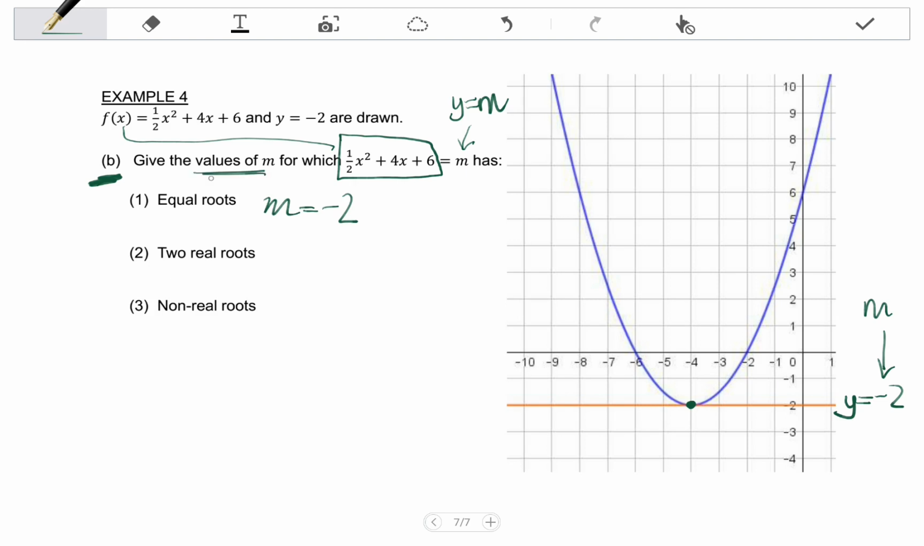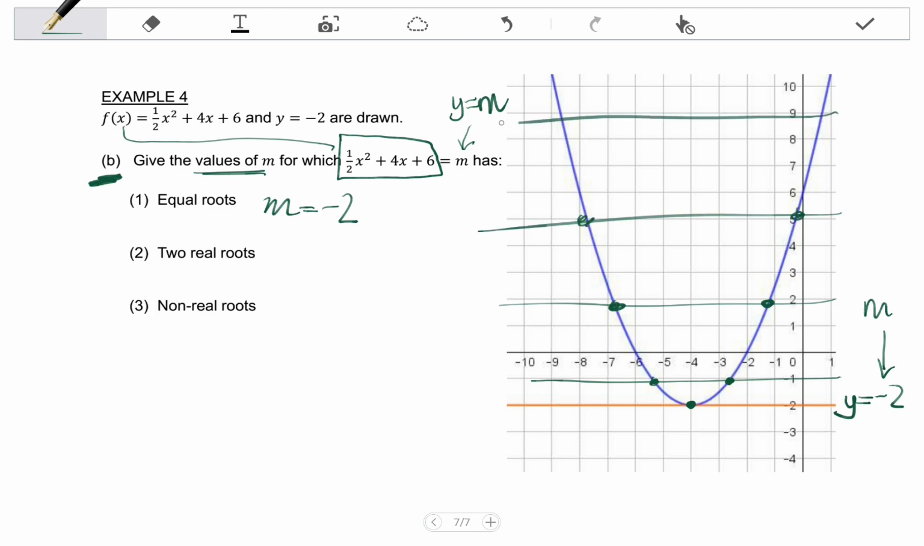Now for number 2, we need to give the values of m for which these two graphs have 2 real roots, which means 2 points of intersection. They would have 2 points of intersection anywhere above y equals -2. Could be at y equals -1, those graphs would intersect twice. Y equals 2, we would have 2 points of intersection. Going higher, y equals 5, 2 points of intersection. Y equals 9, 2 points of intersection. So in this case, m can be any value greater than -2.